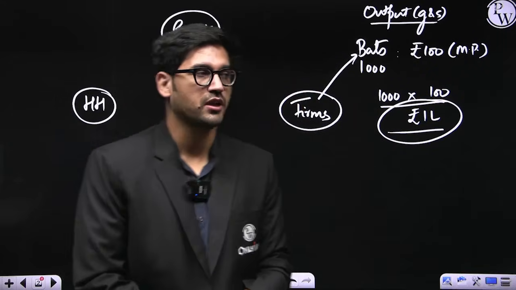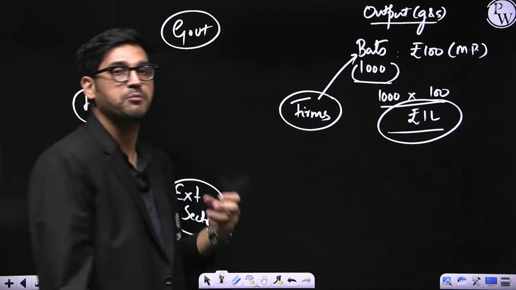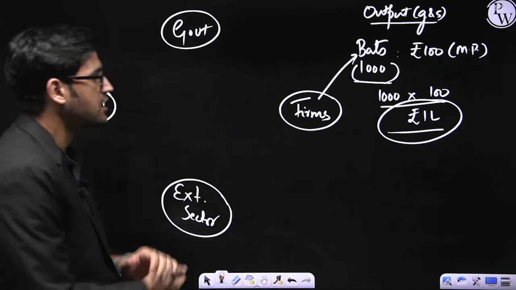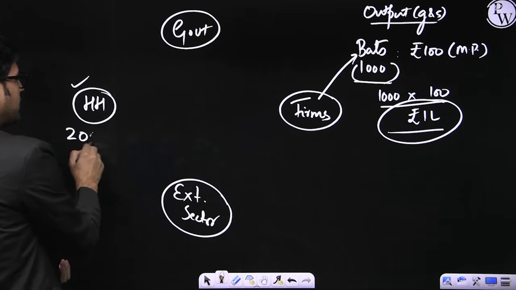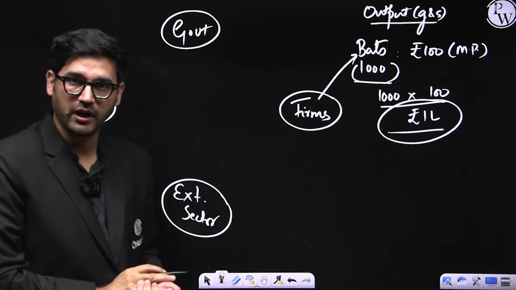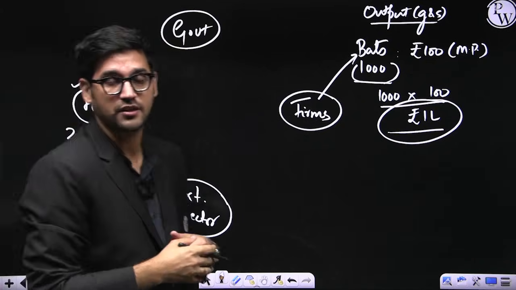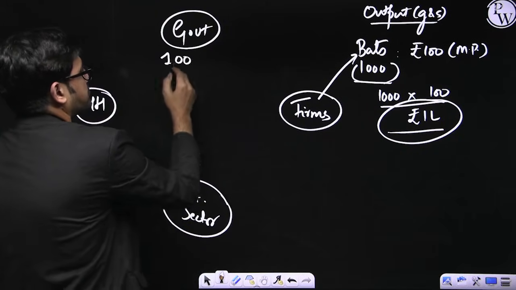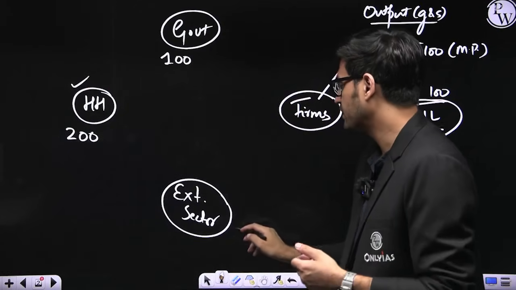Which means that these bats which have been produced, they have been produced essentially to be sold in the market, which means some of these bats can be bought by the households. Let us say, for the sake of simplicity, 200 bats were bought by households. Let us say the government also raises a cricket team of its own and it buys 100 of these bats. This economy also exported 500 bats.